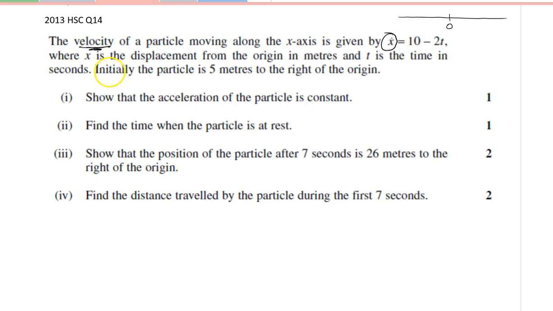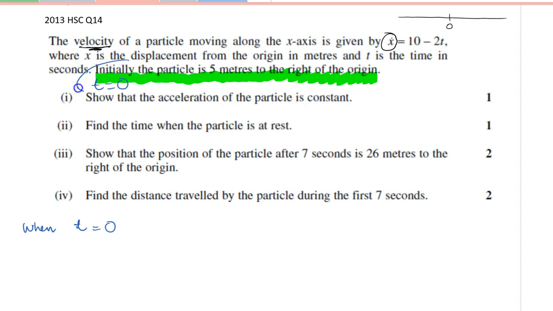T is time. Initially, the particle is 5 meters to the right. Now, clearly that's important. How do we note that? What does that mean? It means that initially is always t equals 0. Make sure you make some note of that. So when t is 0, the particle is 5 meters.